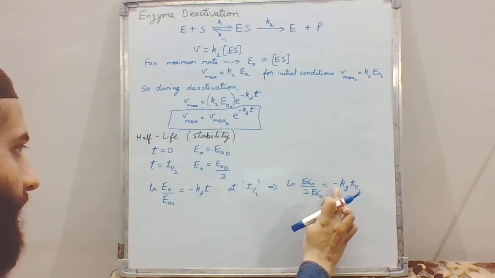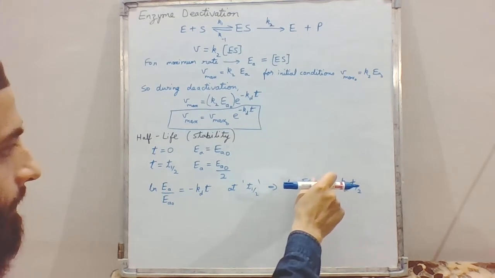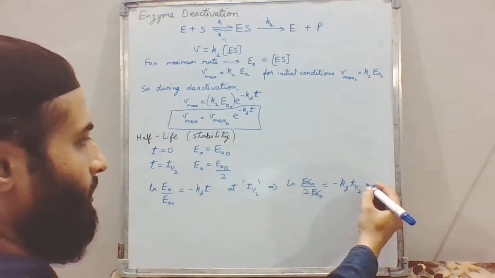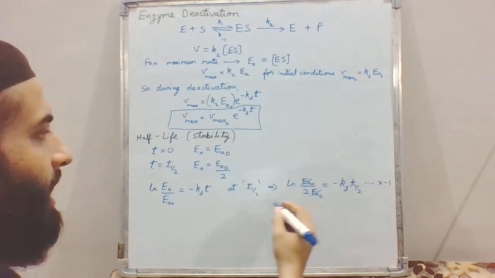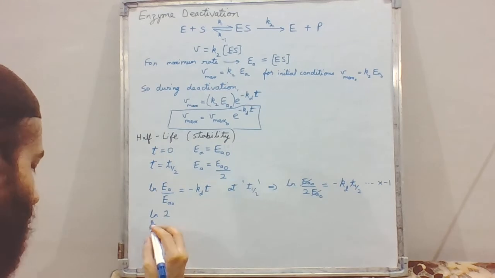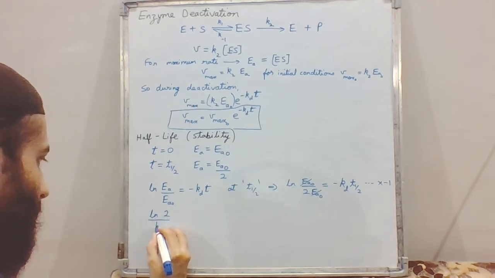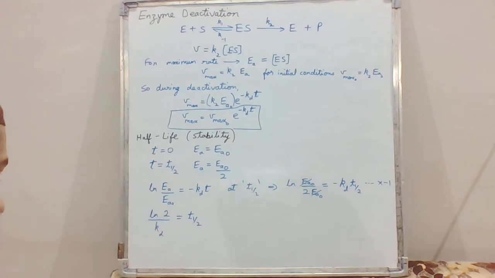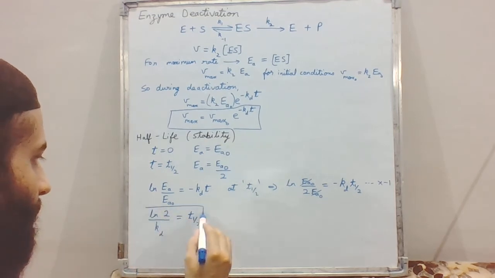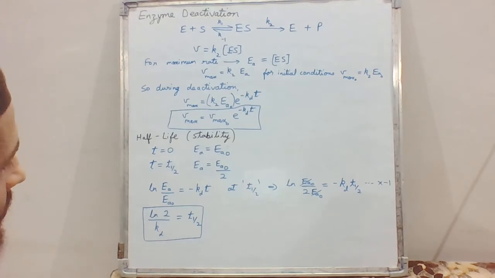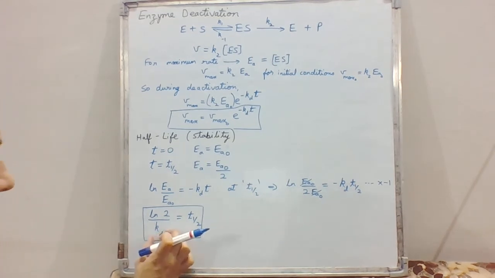If we remove this minus sign, then this logarithmic part would get reciprocated. Because if we multiply this equation by minus 1, the logarithm would be reciprocated. So we get natural log 2 upon kd, and this would be our value of t half. Where natural log 2 is a constant and kd is also constant, hence t half is also a constant for every enzyme, and this would depend upon the value of the deactivation rate constant of the enzyme.